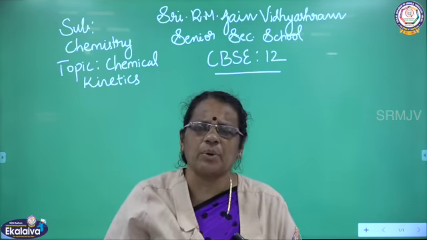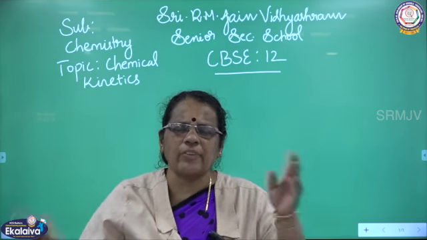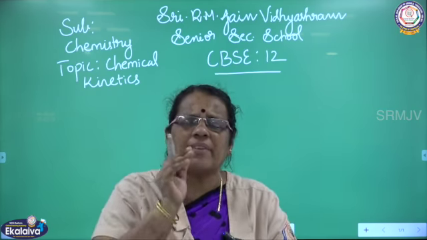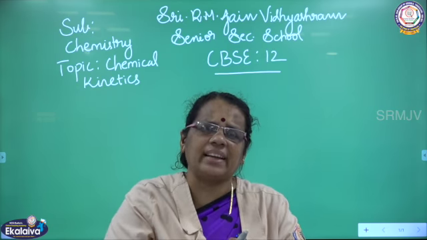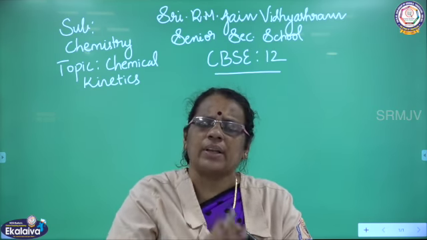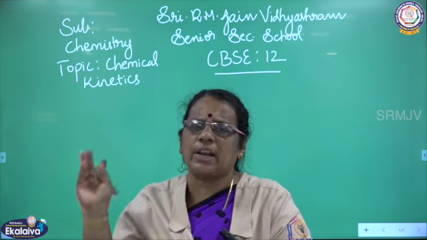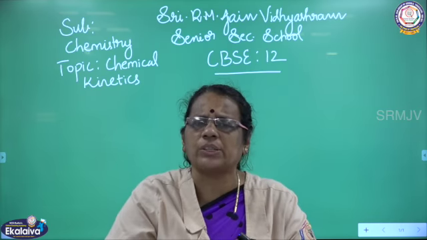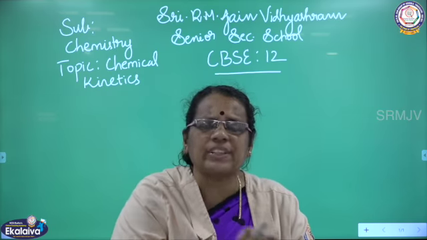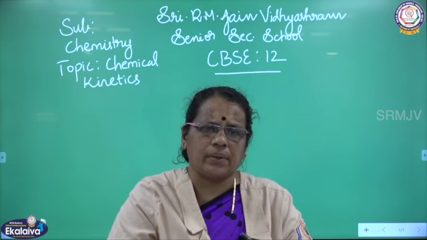Already we are discussing chemical kinetics. So far we have studied so many concepts in chemical kinetics. I started from average rate and instantaneous rate. After that we derived the rate constant for zero order and first order. I also derived the half-life period for zero order and first order reactions. Then I talked about pseudo first order reaction. Everything we have completed.